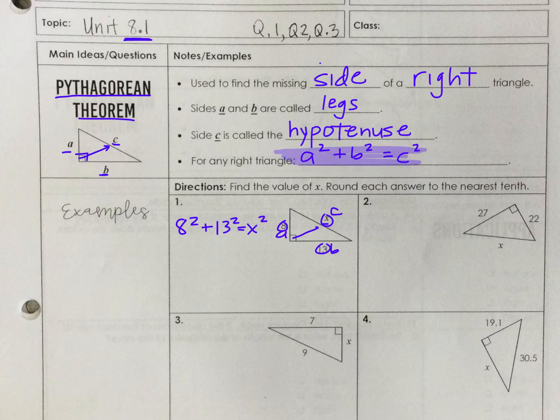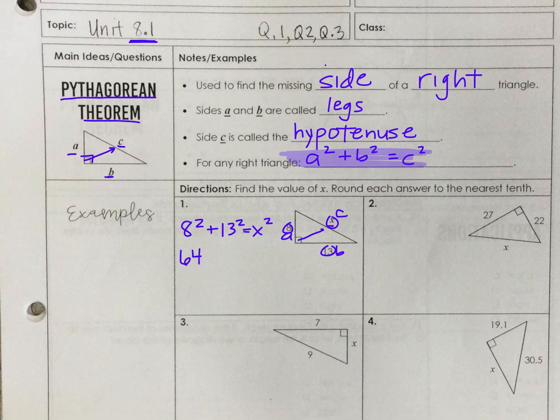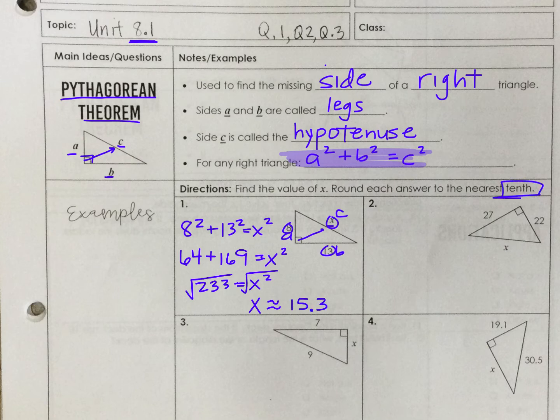All right, 8 squared is 64. 13 squared is 169. That'll equal x squared. 64 and 169 is 233 equals x squared. And then I just square root everything. The square root of 233, so x is going to equal approximately 15.3. I rounded it to the nearest tenth because that's what it told me to do. So that's your answer for number 1.